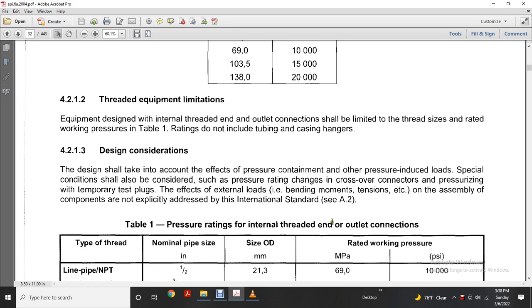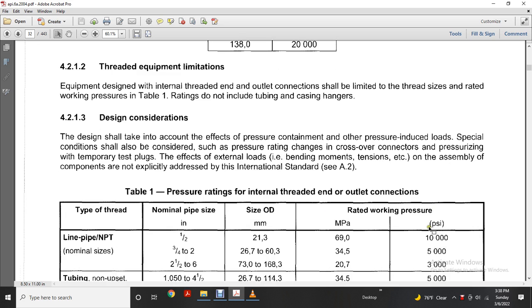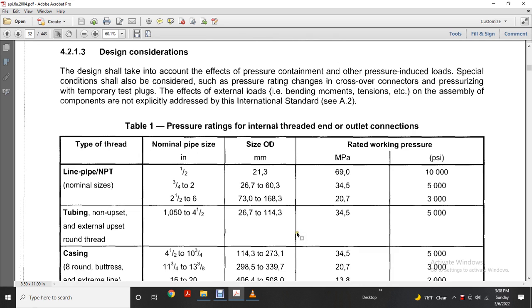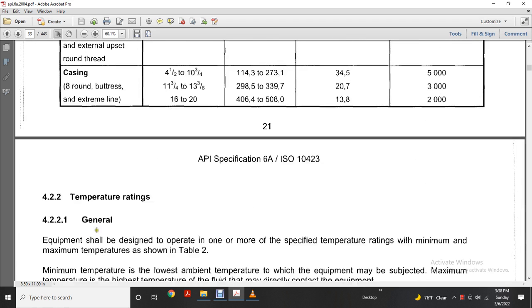Pressure ratings, internal thread end outlet connections, over the type of the thread: line pipe, non-pipe size, outside diameter, rating working pressure in megapascals and PSI. You have line pipe, non-pipe threaded, nominal pipe threaded, nominal sizes. Tubing non-upset, external upset, round thread casing, 8 round, buttress, extreme line.